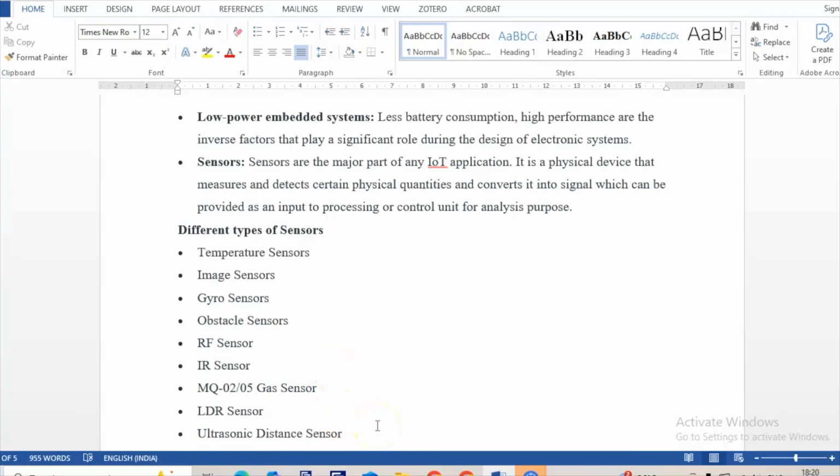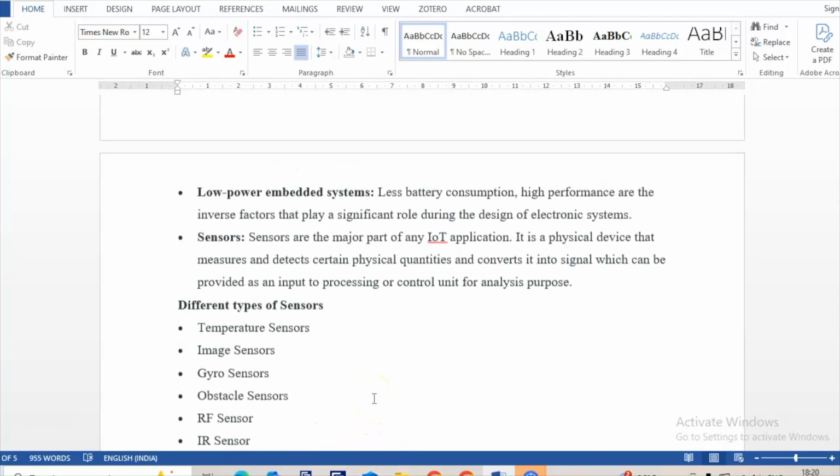Hence, in this module, we have defined what is IoT, what are the characteristics of IoT, what are the applications of IoT, advantages and disadvantages of IoT, and different types of units that are used in IoT, which include low power embedded systems and sensors. And we have studied a lot of sensors used in an IoT system. And now we can stop here, and then we can start again with a new topic included in IoT.